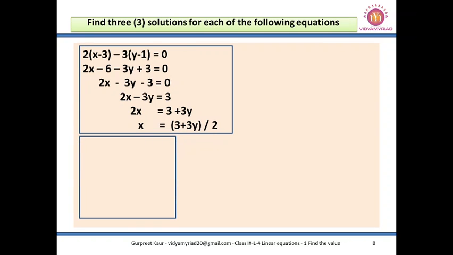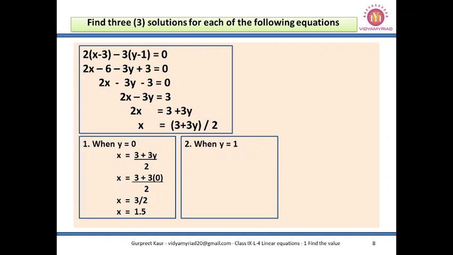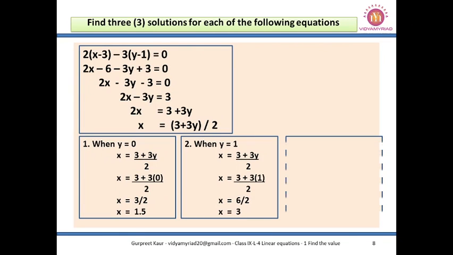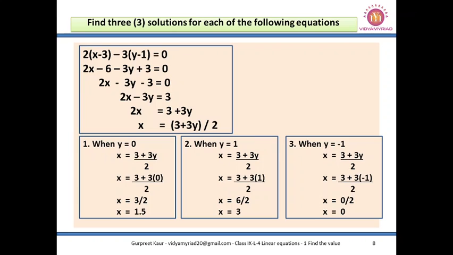Now we will put the value of y to get the value of x. So when y is 0 in the equation, the value of x comes to 3 upon 2 or 1.5. When I am taking y is equal to 1, in that case x is coming as 6 upon 2 or x is equal to 3. In the third case, when y is equal to minus 1, in that case your x is coming as 0.